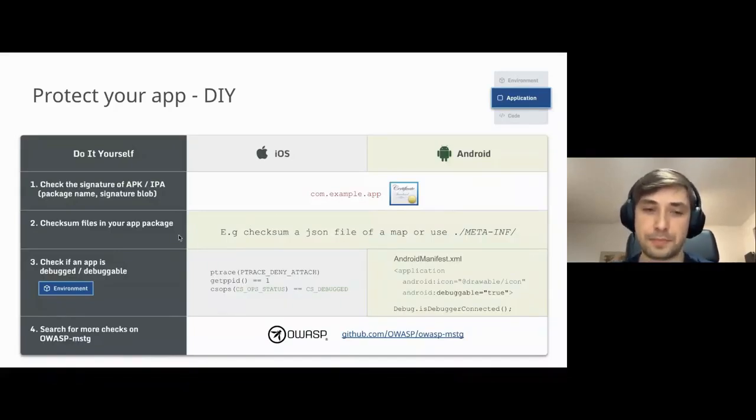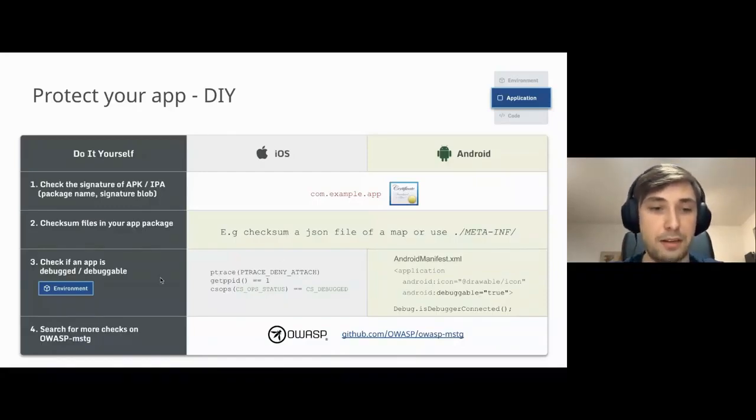Also, you should check some files in your app package. You just saw that we modified a JSON file with a map, and you can checksum it or create a hash of the JSON file and verify it at runtime. And if those hashes don't match, it means that someone changed the file, changed the map. So we should act accordingly. Well, on Android, you can also find all of the hashes and checksums inside the META-INF directory. So you don't even need to compute them on your own. You can just use those checksums from the directory.